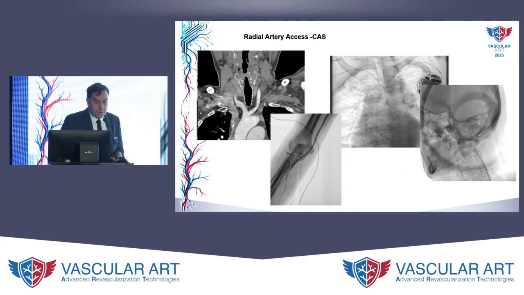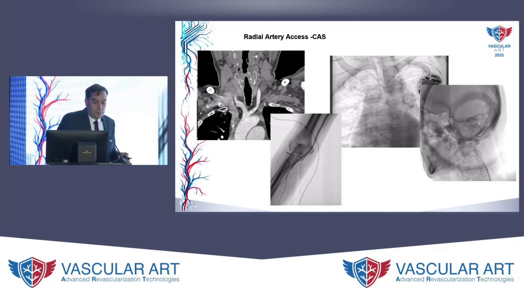This is the second radial access, to the male with also bovine arch and the issue in the left carotid artery. So it was an easy way to go from the right radial artery.